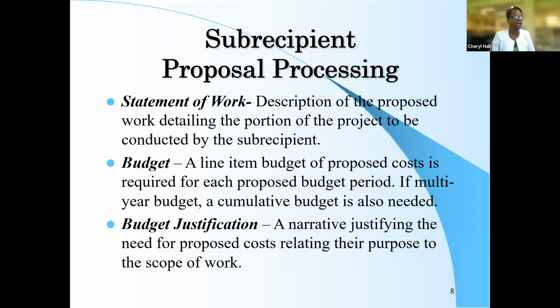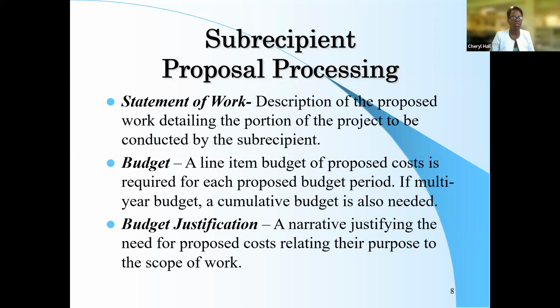Now, once we decide that there is going to be some work that needs to be farmed out to another investigator at another school, then we have what we call the subrecipient proposal processing checklist and schematic that we use. And it consists of things that we ask that school or entity to provide us. First of all, it's a statement of work. In that statement of work, they will give us a description of the proposed work, detailing the portion of the work to be conducted by that school, institution, or organization.